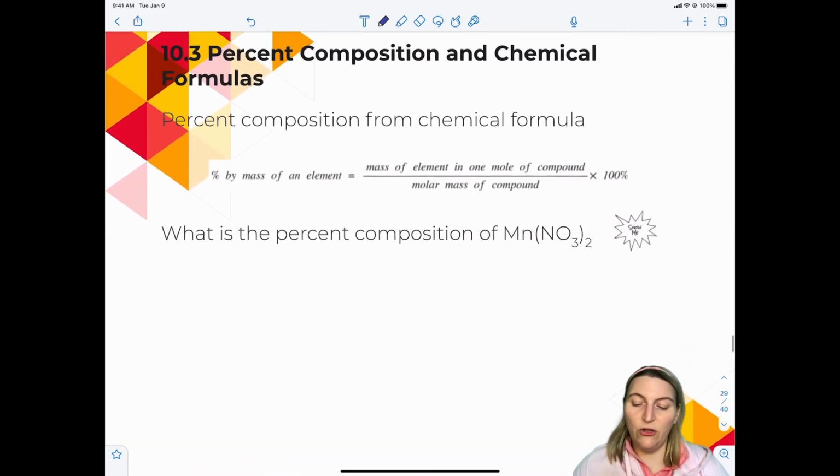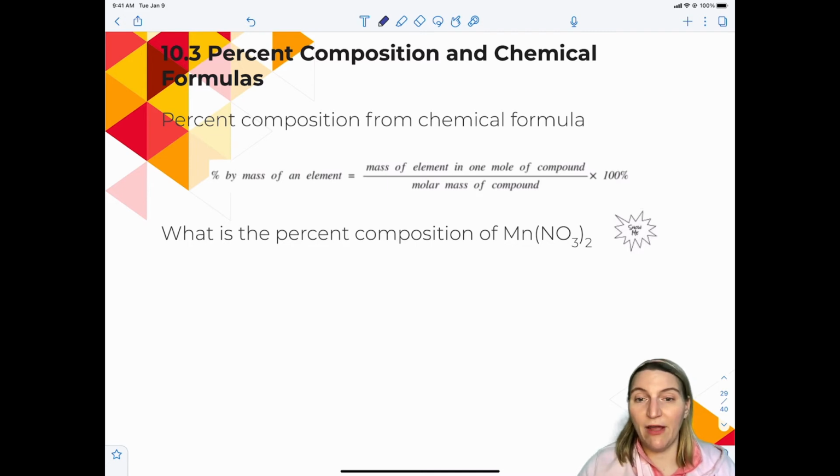Now, what is the new thing that we are doing this year is the percent composition, in this case of manganese(II) nitrate, without any data. The only data that I'm going to use is the data from the periodic table.